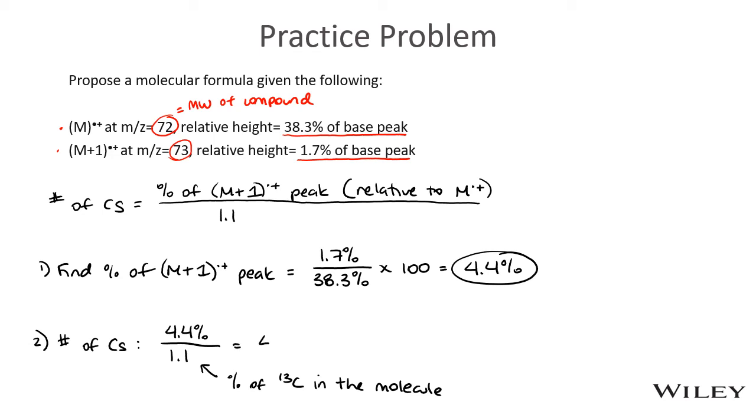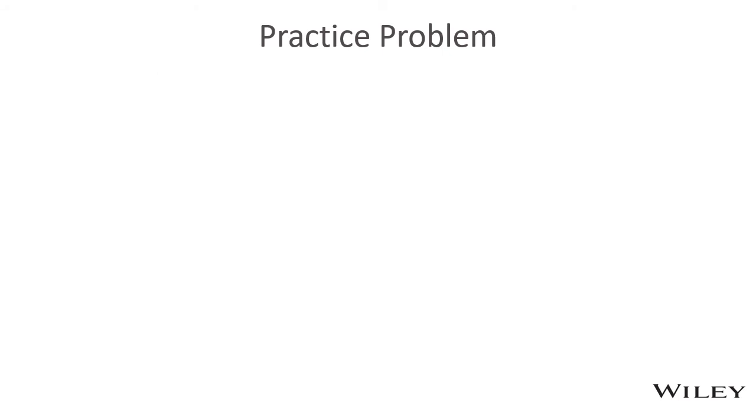This will come out to a nice even number of 4. So we know that we have about 4 carbons in the molecule. Now we know that we have 4 carbons in our molecule, so the third thing we're going to do is trial and error to come up with a molecular formula that makes sense.